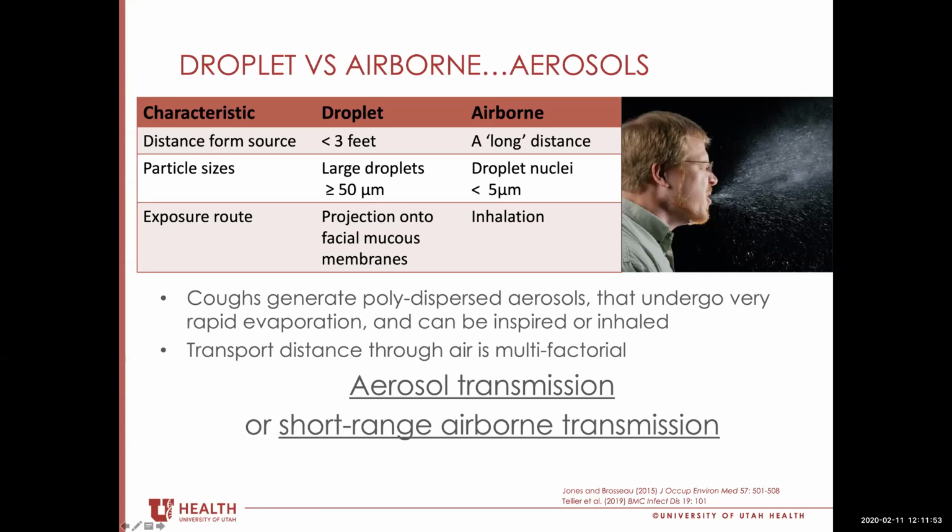But the problem is that these definitions arose prior to the 1940s, 1950s, and early 1960s. And since then, advances in technology have allowed us to have a much better understanding of how viral pathogens are emitted from the respiratory tract, and to understand coughs. And so it's very clear that coughs are polydispersed aerosols. They undergo very rapid evaporation, but the size range of evaporated particles in a cough are still things that can be inspired or inhaled. And so there isn't really this clear distinction with regard to particle size or distance. And the distance that particles will transport from a cough through the environment is multifactorial and has to do with the angle at which the cough is emitted and the force, but also with ventilation in the room. And so that is actually very hard to predict.